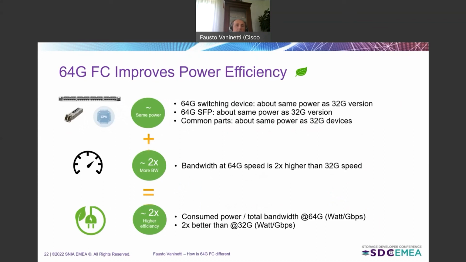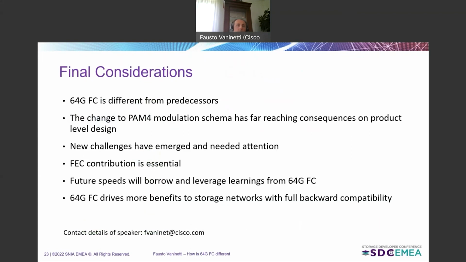Another benefit coming from fiber channel at 64 gig is an improved power efficiency, because considering different devices from different vendors, essentially you can see that 64 gig fiber channel takes approximately the same power as 32 gig fiber channel devices. However, you double the bandwidth. So the power efficiency is actually improving by a factor of 2.